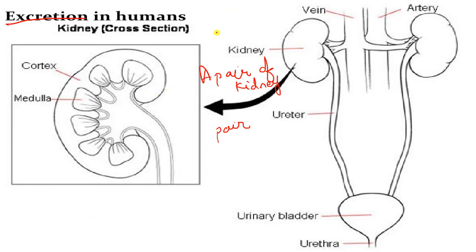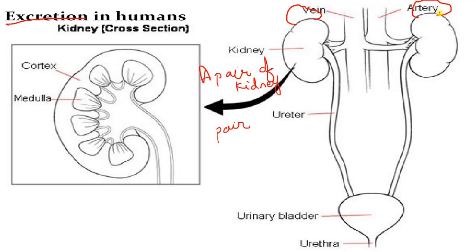So what does the excretory system consist of? A pair of kidneys, a pair of ureters, the urinary bladder and the urethra. And this is a vein which takes the pure blood to the heart, and this is the artery which supplies the blood to the lungs. So you just have to write kidney, ureter, again a pair of kidneys, a pair of ureters, urinary bladder and urethra.